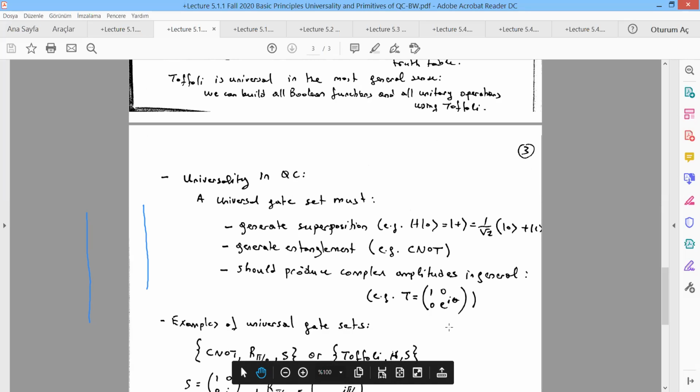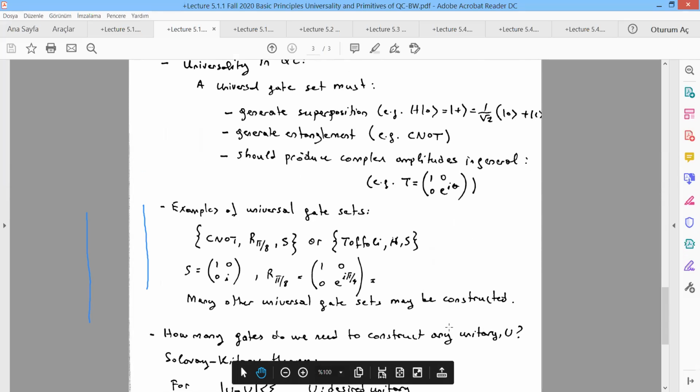This introduces a complex coefficient or a phase in front of a basis state. Some examples of universal gate sets: CNOT, R pi over 8, in other words, pi over 8 rotation, and then S gate, for instance. S is 1, 0, 0, i. This matrix is called an S gate. This is a universal gate set.